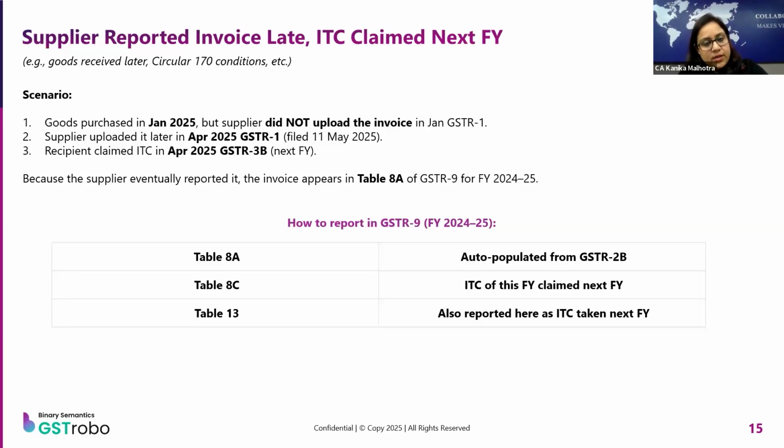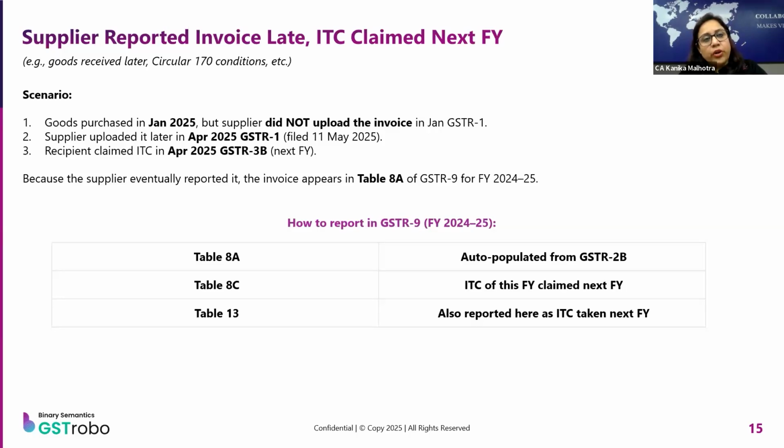in 25-26. Another scenario will be if any sales invoice has not been uploaded in the current financial year, the same has been reported in the next financial year 25-26, and it will be reflected in that GSTR 2B. So how will it implicate table 8? Table 8A will not reflect it from the 2B. Of 24-25, you need to mention in 8C that it is of this financial year, claimed in the next financial year.